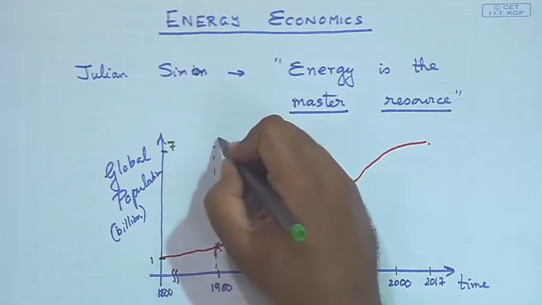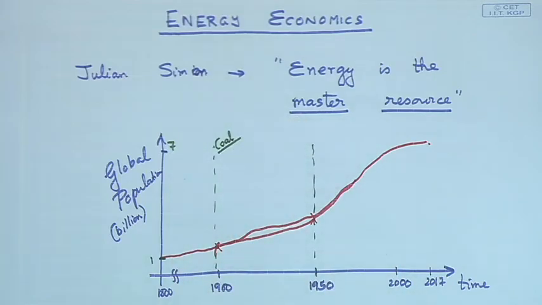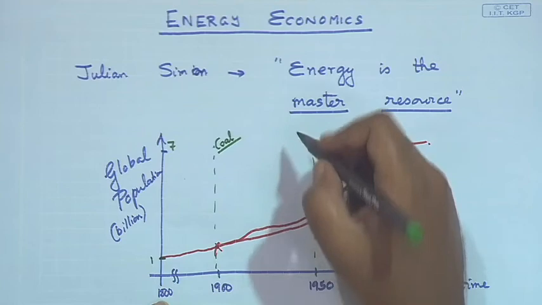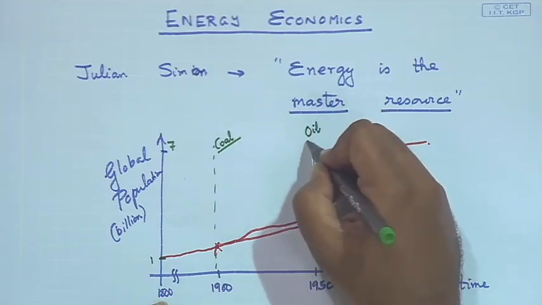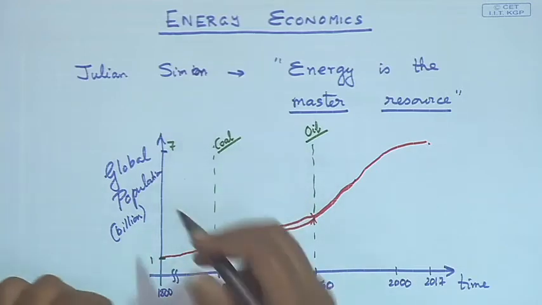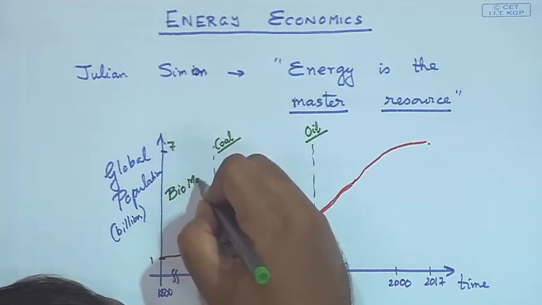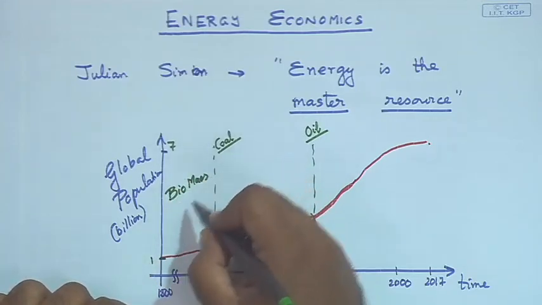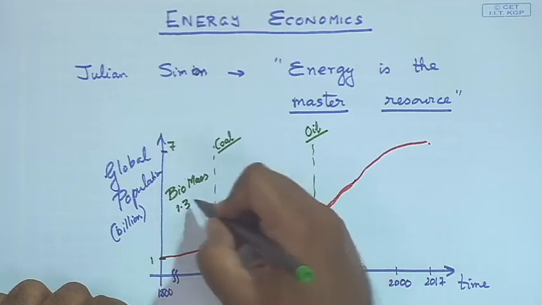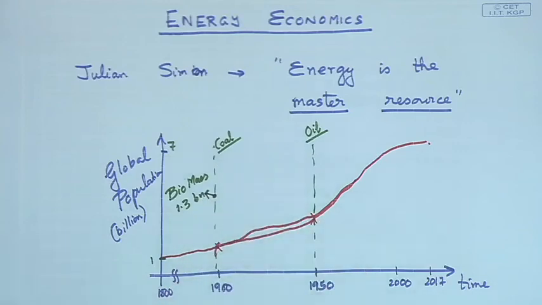This one coincided with coal becoming an available source of energy, okay, economically viable, so therefore affordable source of energy, and this one coincided with oil. Okay. Before this was more like the biomass. Biomass was the energy source here, and the population at 1900 was around 1.3 billion.